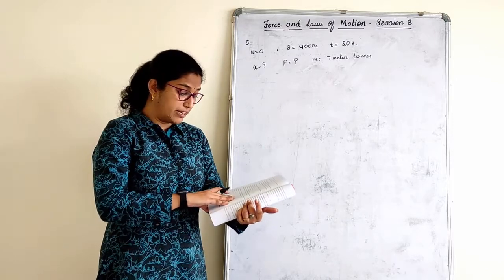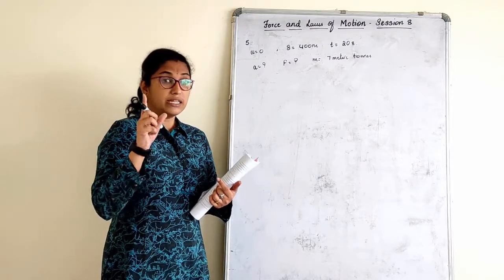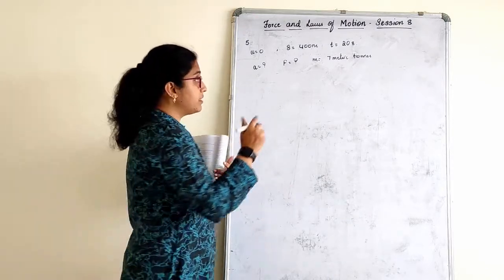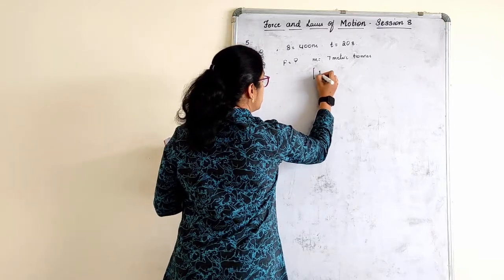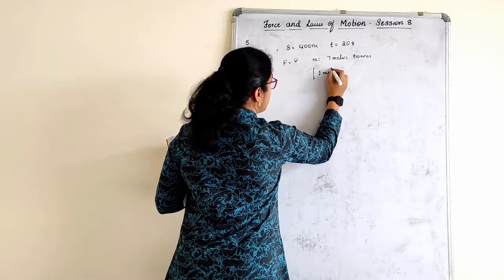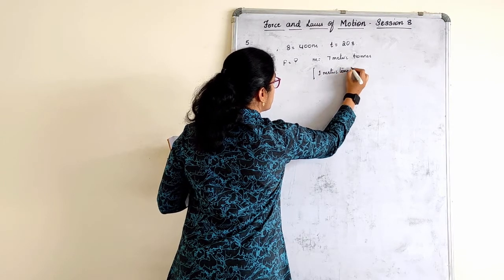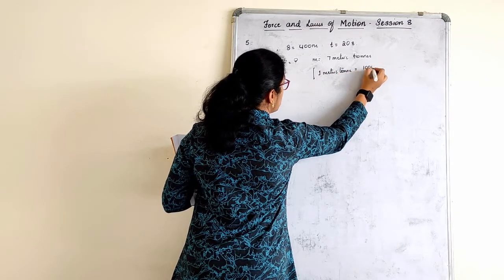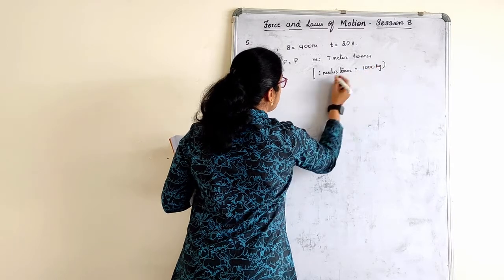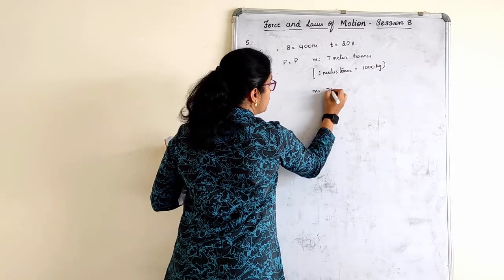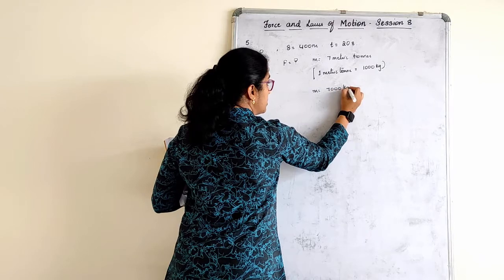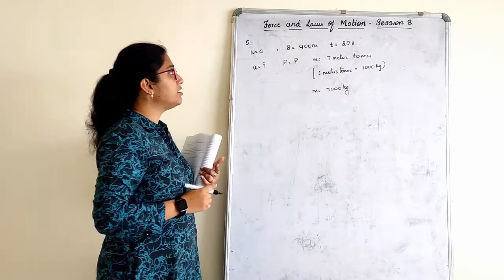Now here they have given you the conversion. In the exam the conversion will not be given. So we should know that 1 metric ton is equal to 1000 kg. So mass is equal to 7000 kg. Mass should always be in terms of kg.